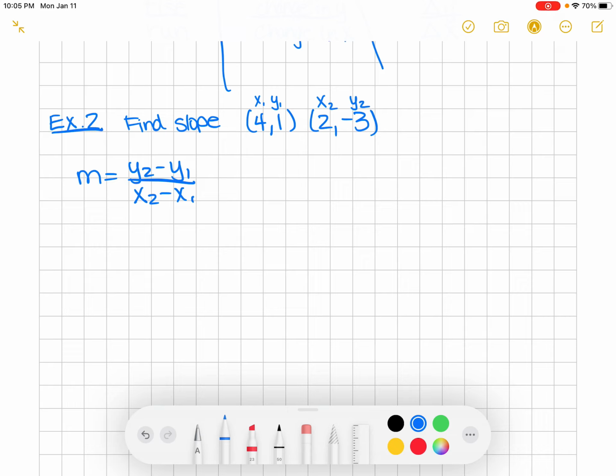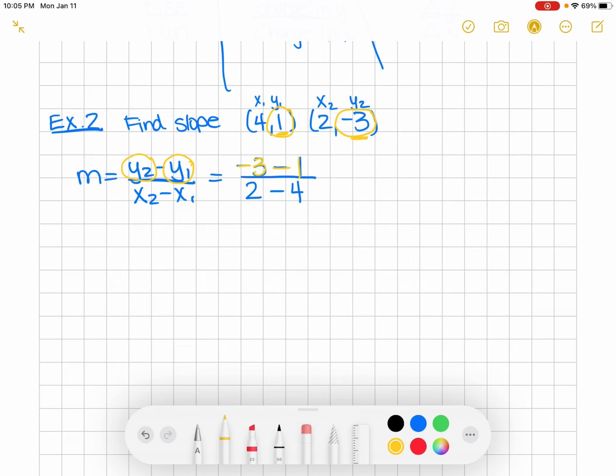Okay, now everybody should be back. So I'm going to fill in the numbers for this slope. I'm going to get negative 3 minus 1 divided by 2 minus 4. The first thing I want you to look at is, did you get your numbers right? This is y2, so the second y is your y2, and then y1 would be 1, which is right here. So that's why I put negative 3 minus 1.